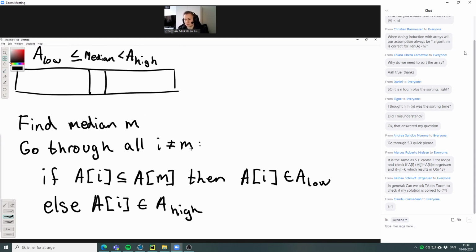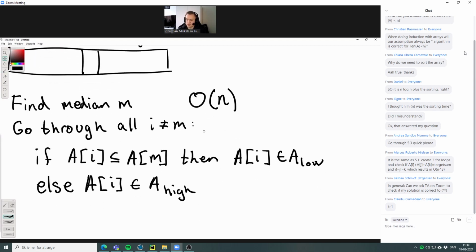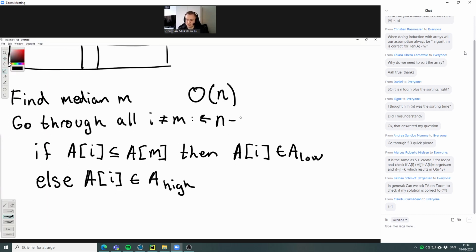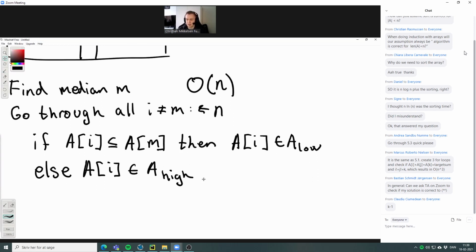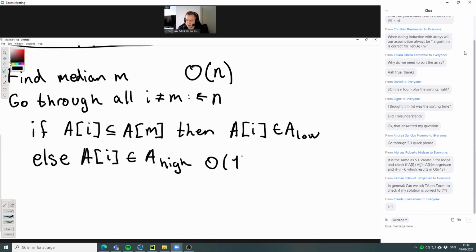So let's look at how much time this actually takes. We have O(n) for finding the median, and then we have n iterations here, because we go through all i, well, basically n minus 1. But again, off by 1 when doing complexity doesn't really matter. And then down here, this takes constant time to check this if statement, right?